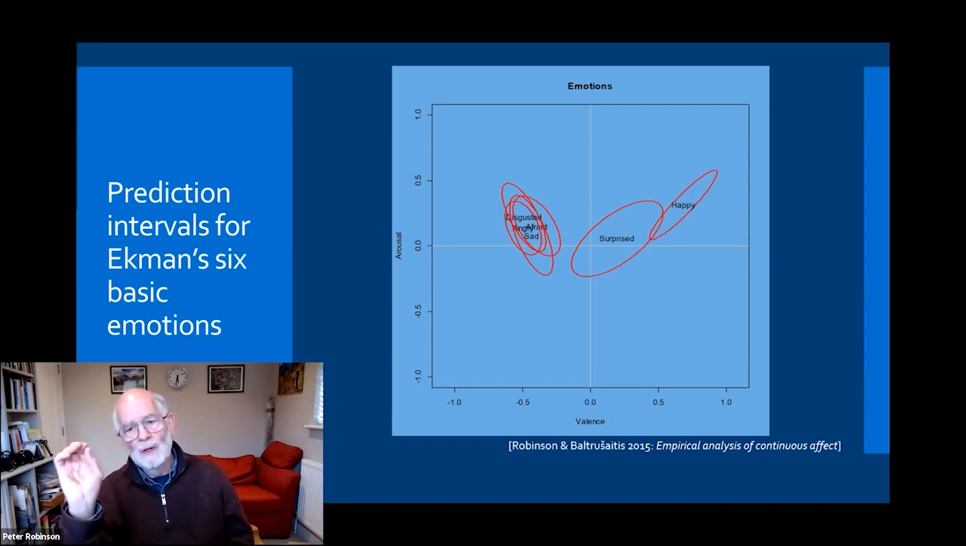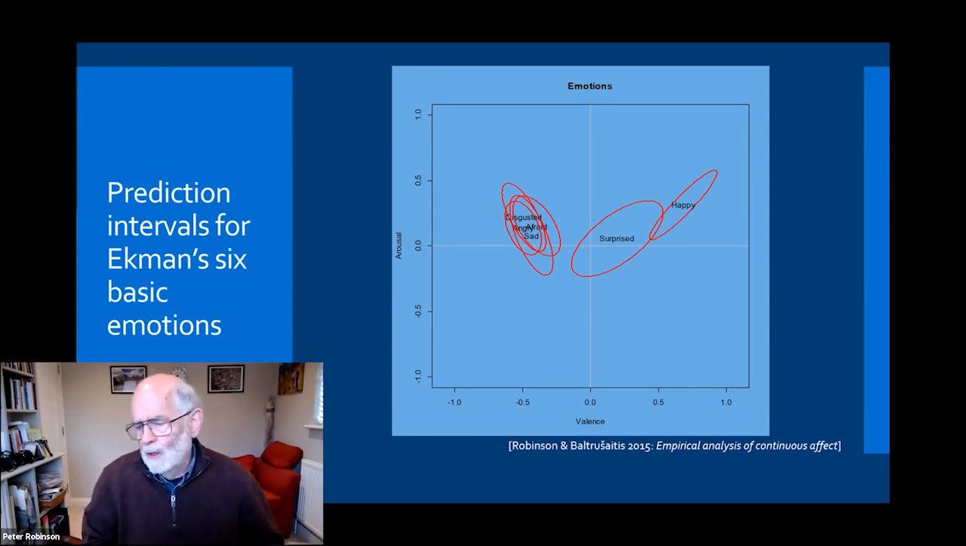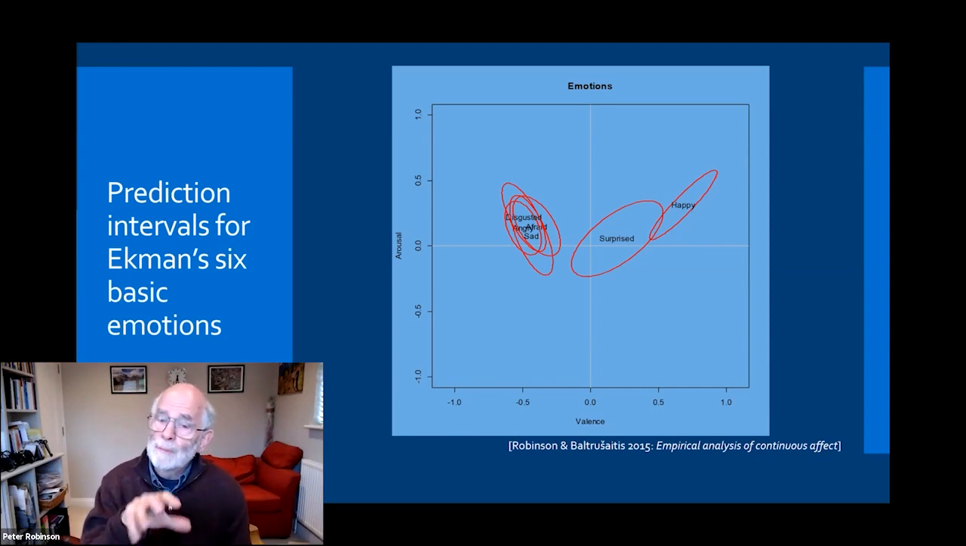And happiness, rather more positive, actually rather more active, but of the 6 Ekman emotions, the 4 negative ones, fear, anger, disgust, and sadness, overlap significantly. So this sort of dimensional analysis is never really going to distinguish those accurately. And that's a major problem about this. But there are still things you can do here.